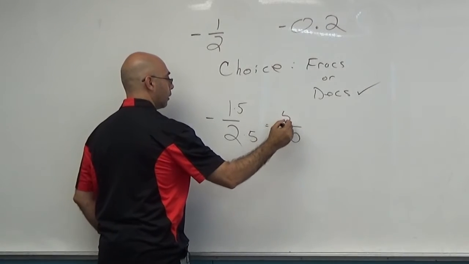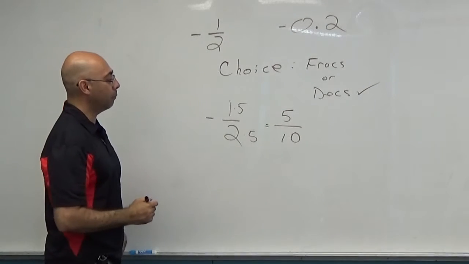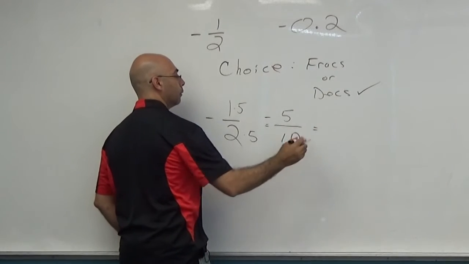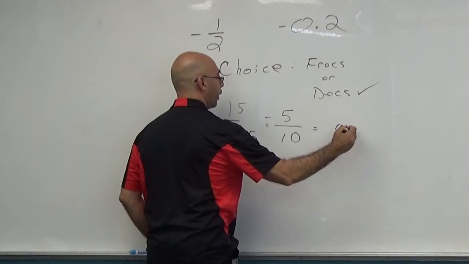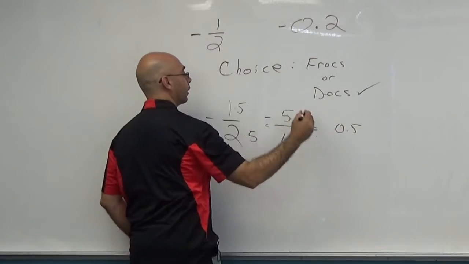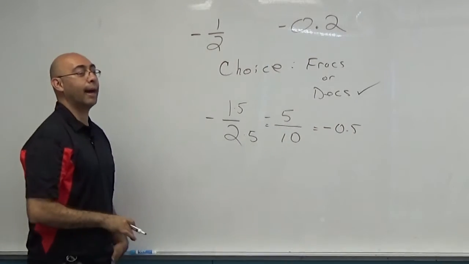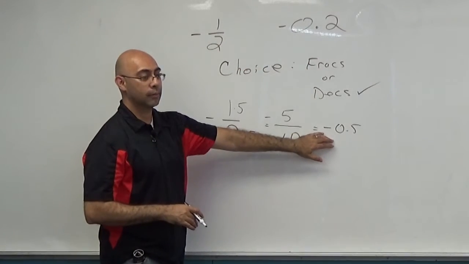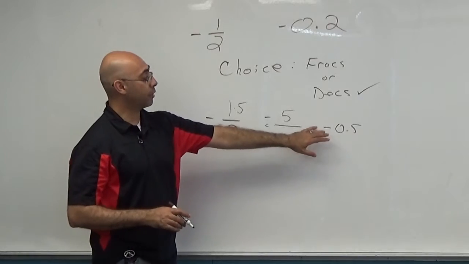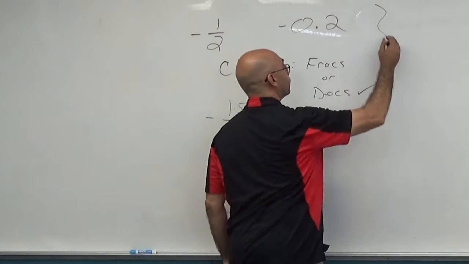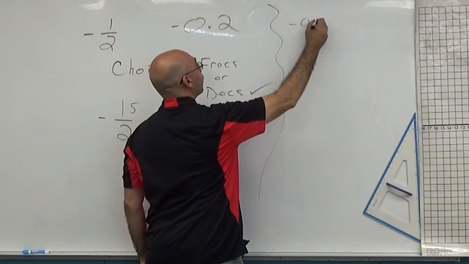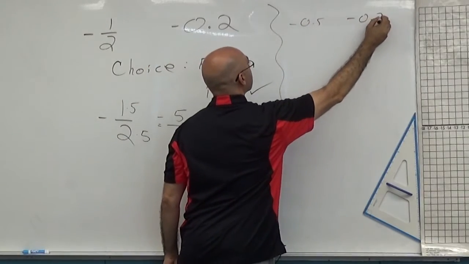So that's -5/10. So what does that become? 0.5. 0.5, but don't forget it's -0.5. Good. Now I have two decimals. Now I can compare this with this. So instead of writing it like this, I'm comparing -0.5 with -0.2.